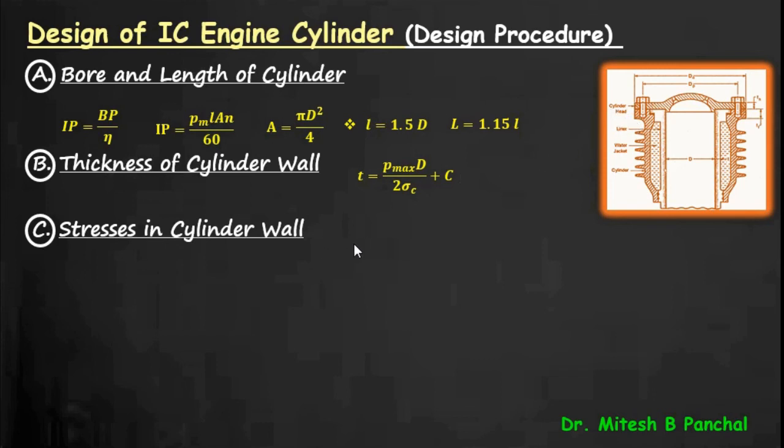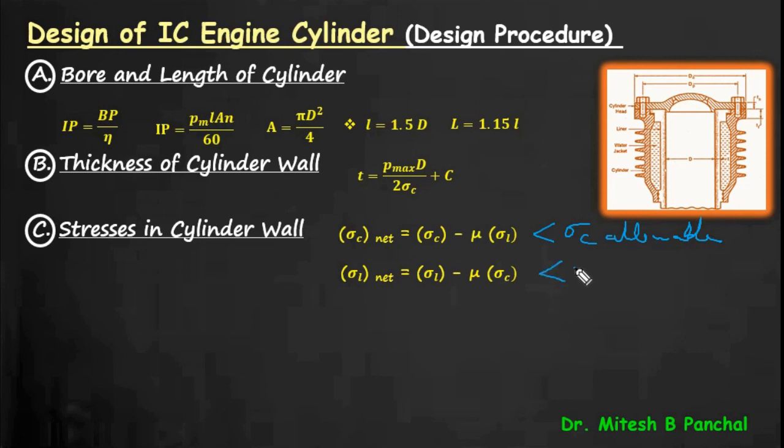So after estimating the t, D and L, we can estimate the net hoop stress and net longitudinal stress acting on the cylinder, and this step, the estimation of stresses in the cylinder wall, you have to consider as a check. So the induced net hoop stress and net longitudinal stress should be less than the sigma C allowable for the particular material of the cylinder. Okay.